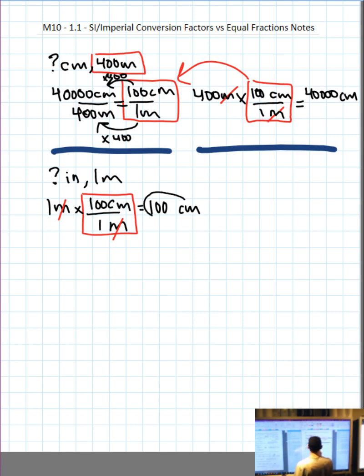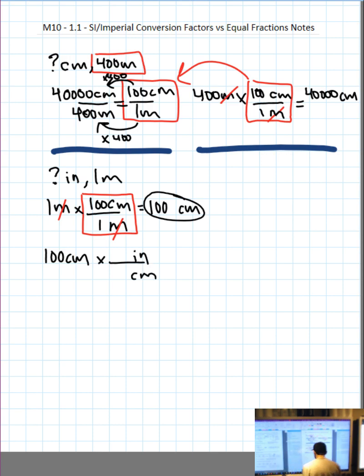Circle your answer. It's a partial answer. Now we're going to take what we have, 100 centimeters, the answer that we just got, and now get to inches. So times, over. We have to cross off centimeters, so we're going to put them on the bottom. We have to get to inches, we're going to put them on the top.